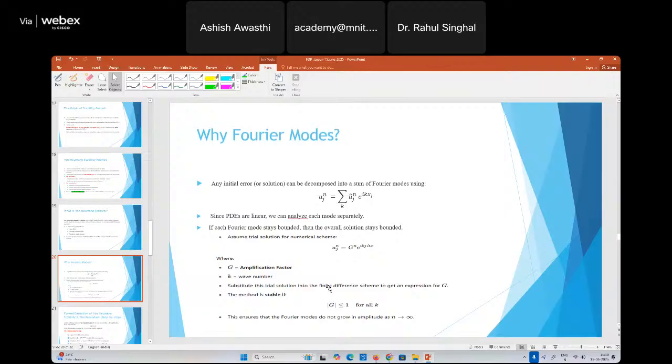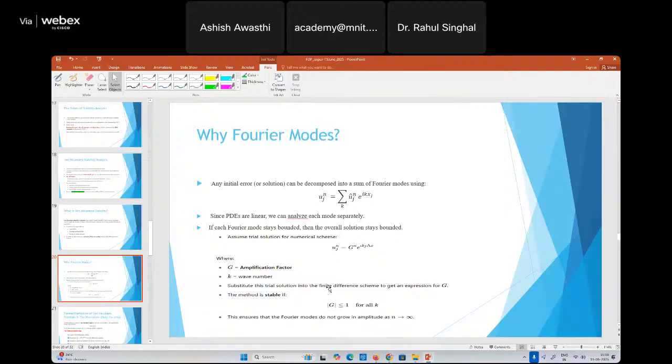It is similar as per the analysis. If you write this form or you write the error form, both are the same, isn't it? So don't get confused. Here the initial error can be decomposed into the sum of Fourier modes, and this is basically the Fourier series. If you remember, the Fourier series can be written in terms of complex forms. There are two forms of the Fourier series.